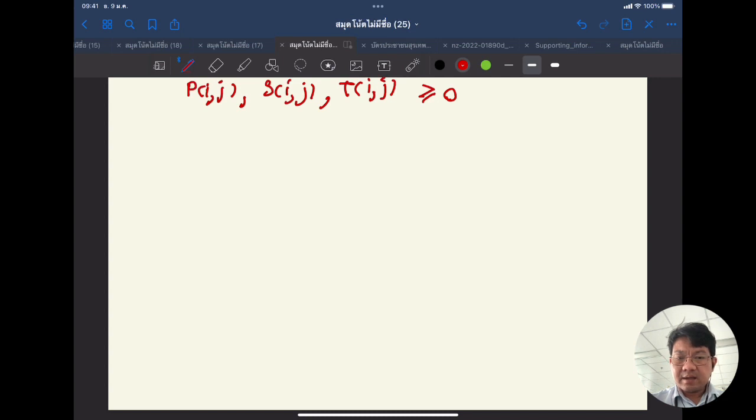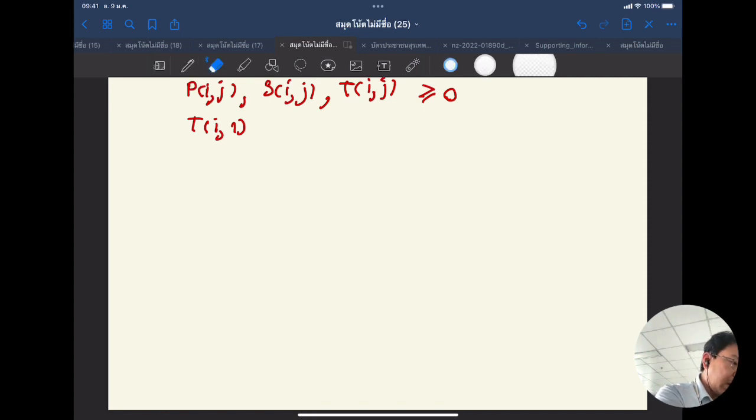The next one is, at the beginning, Ti1, at the first month, because T is the stock at the beginning of the month. So at the beginning of the first month, at the beginning of January, each product has storage of 0.